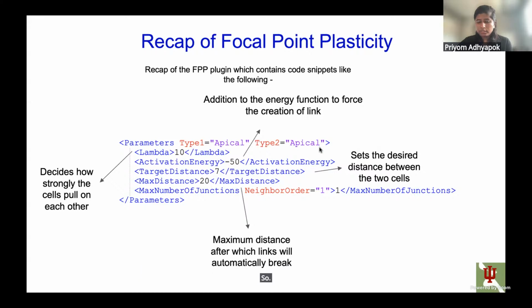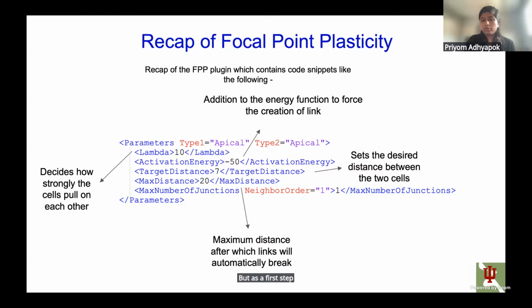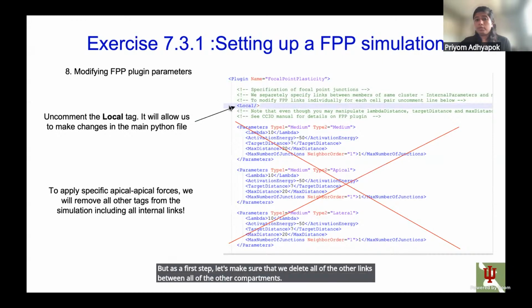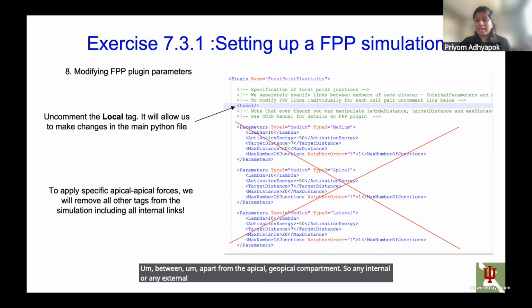So we'll be using some of these features to basically induce forces along the apical direction. But as a first step, let's make sure that we delete all of the other links between all of the other compartments, apart from the apical to apical compartment. So any internal or any external links apart from apical to apical, feel free to remove them.